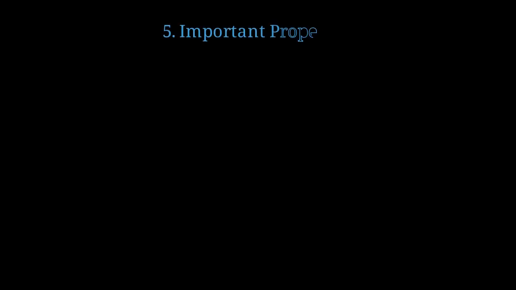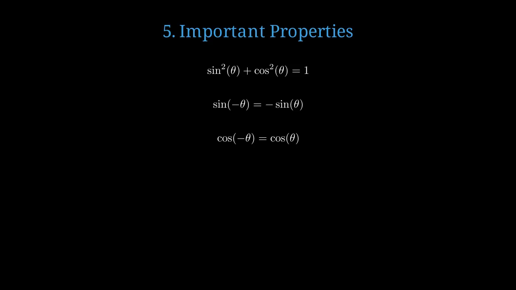Let's explore some key properties of sine and cosine. The Pythagorean identity states that sine squared theta plus cosine squared theta always equals 1. Sine is an odd function, meaning sine of negative theta equals negative sine theta. Cosine is an even function, meaning cosine of negative theta equals cosine theta. Sine and cosine are related by a phase shift of 90 degrees.